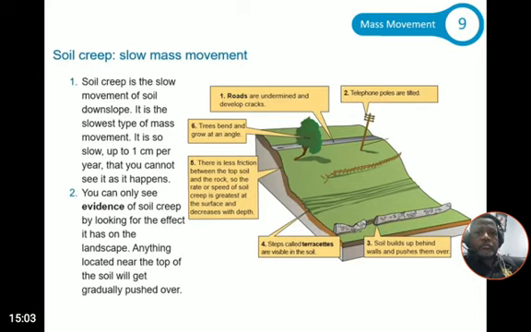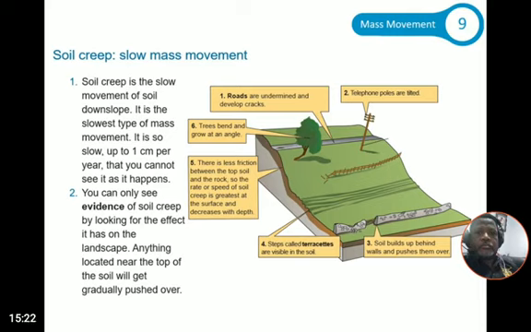Okay, so we have a bit more information on this slide again regarding soil creep. Looking at the diagram, you can see that there are cracks in the road. We see the telephone poles are tilted. We see that the walls have collapsed because of pressure built up.